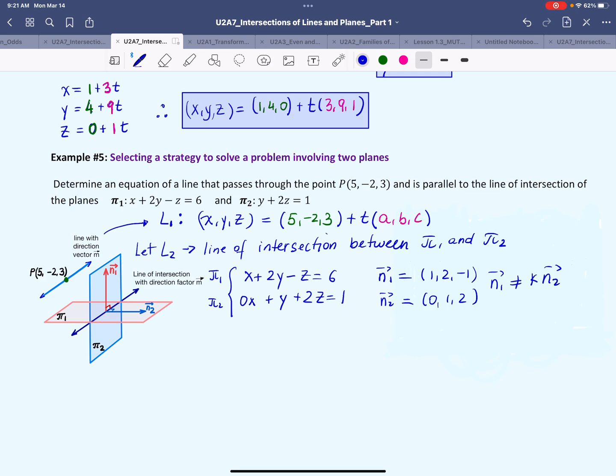And the coordinate that gives it away right away is the coordinate 0 here. So therefore, the planes pi 1 and pi 2 will intersect, so it's for sure, along a line L2, which I'll call the line of intersection. So let's find out the line of intersection.